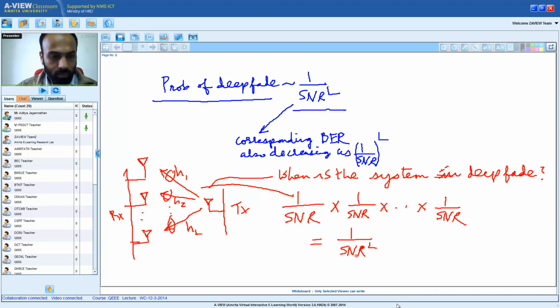PSGCT is asking what factors dictate the choice of L. As I said, the choice of L depends on the standard, it depends on the system, and it depends on how much complexity the system can afford.